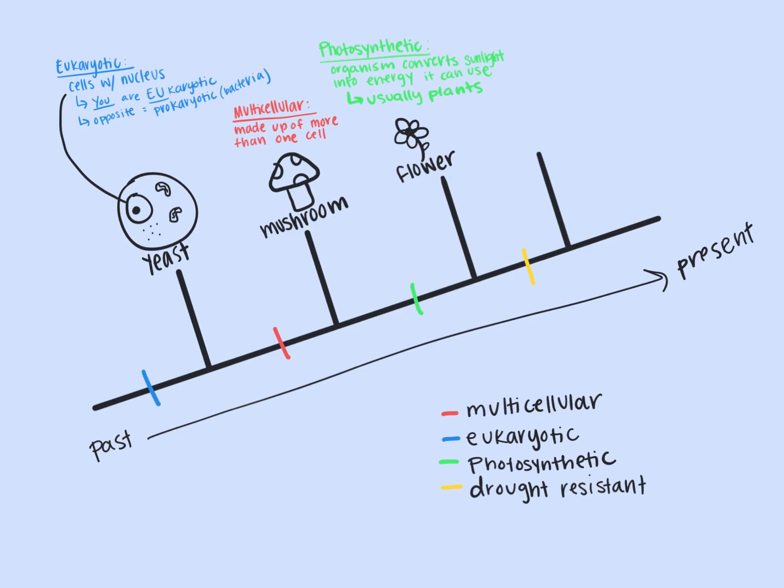Okay, last up we have drought resistant. So what is drought resistant? When I hear drought, I'm thinking dry. So the trait of being drought resistant would be to be able to survive without a lot of water. So species that are eukaryotic, multicellular, and photosynthetic and drought resistant, I'm thinking about plants that are able to live in dry conditions.